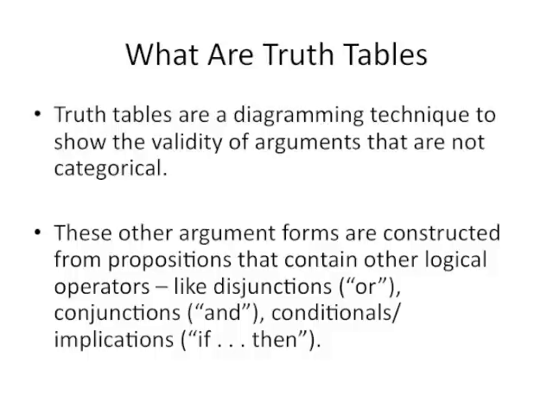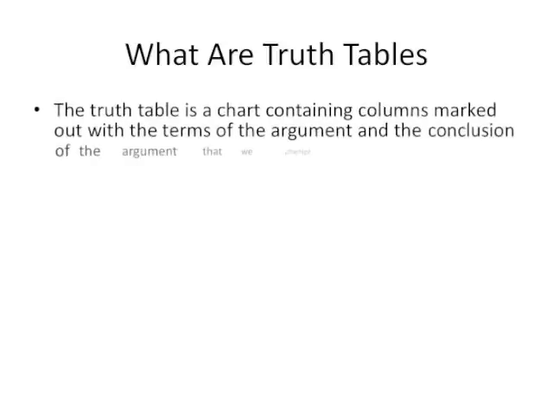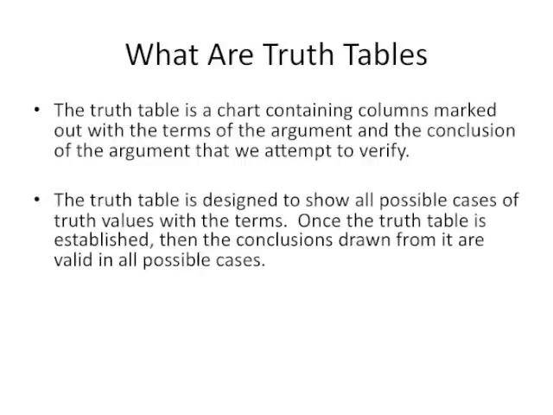Those are the if-then statements. So the truth table is a chart containing columns marked out with the terms of the argument and the conclusion of the argument that we attempt to verify. The truth table is designed to show all possible cases of truth values with the terms. Once the truth table is established, then the conclusions drawn from it are valid in all possible cases.